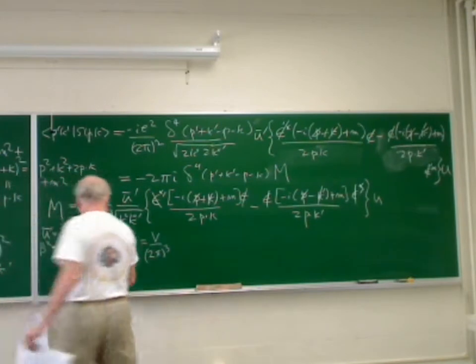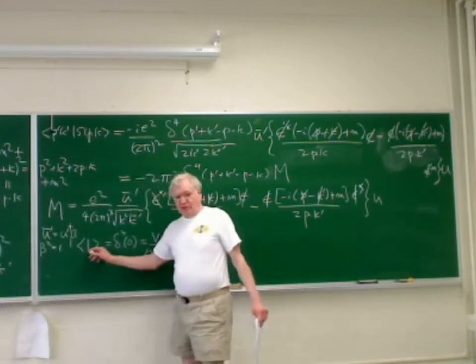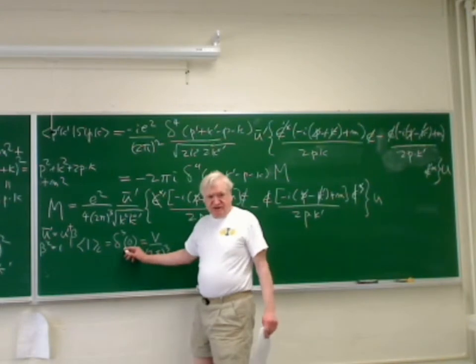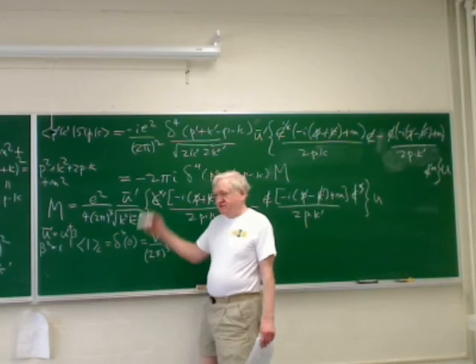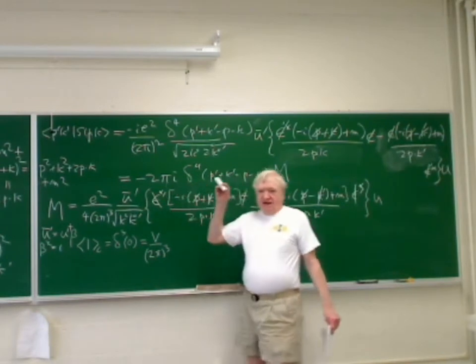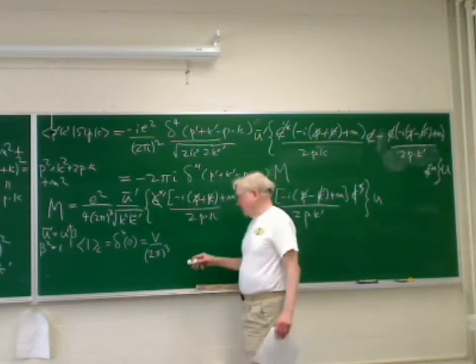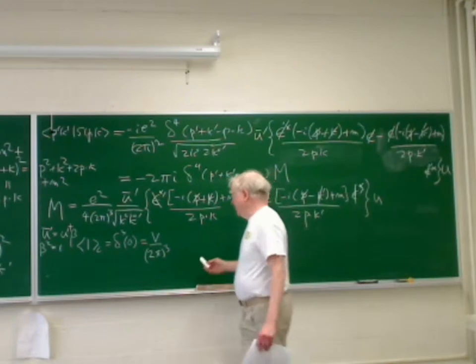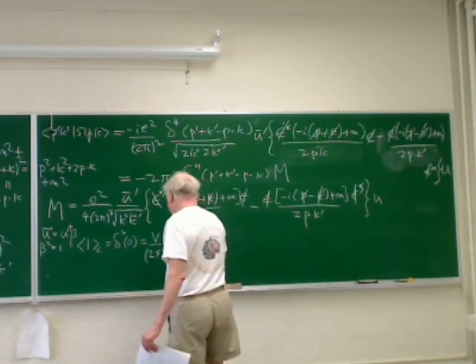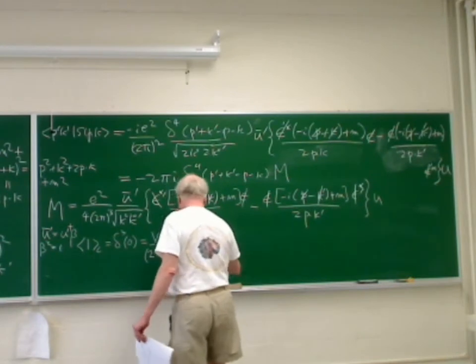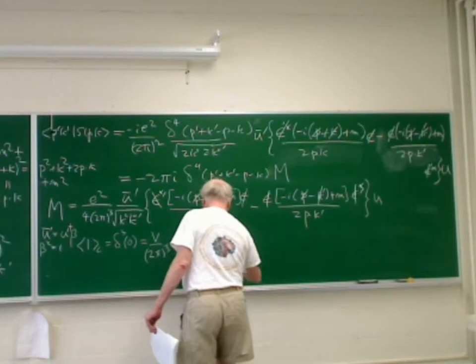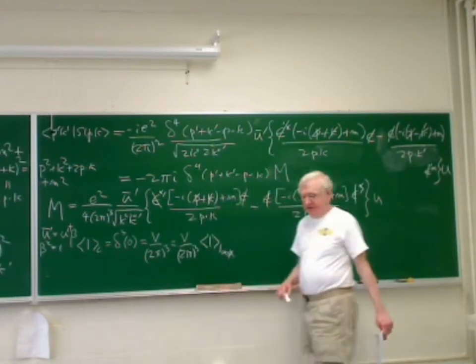The continuum normalization is to delta q to zero, which is V over 2 pi cubed. In other words, the integral of e to the i x dot zero, d cubed x. And so that's V over 2 pi cubed times the box normalization, which of course is just unity.